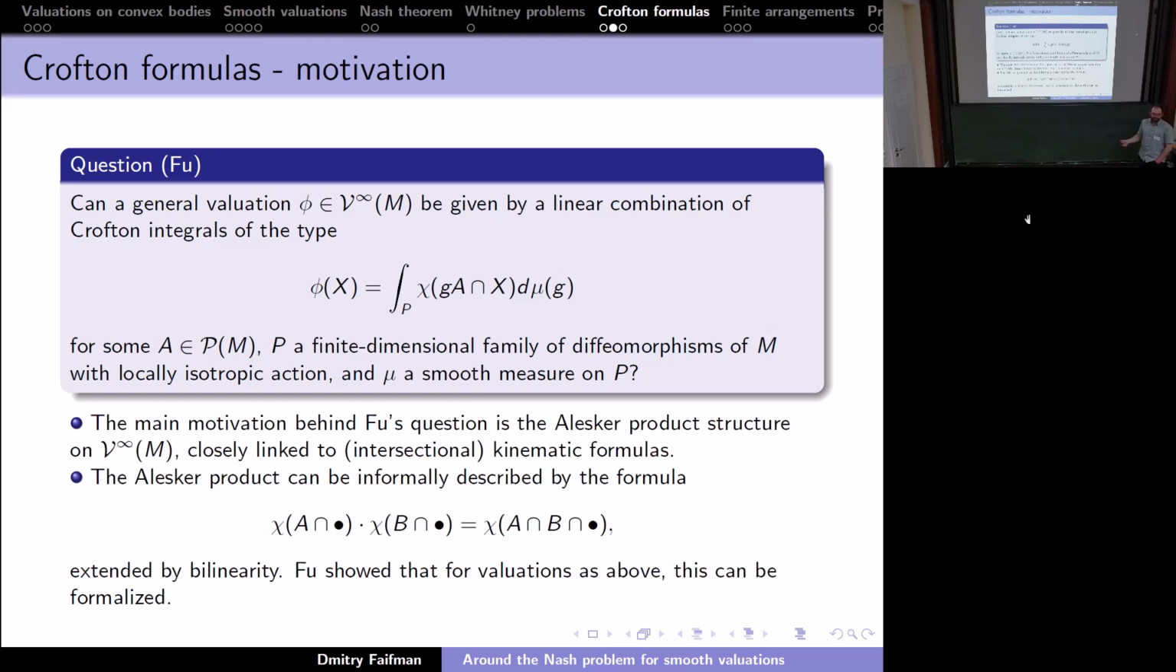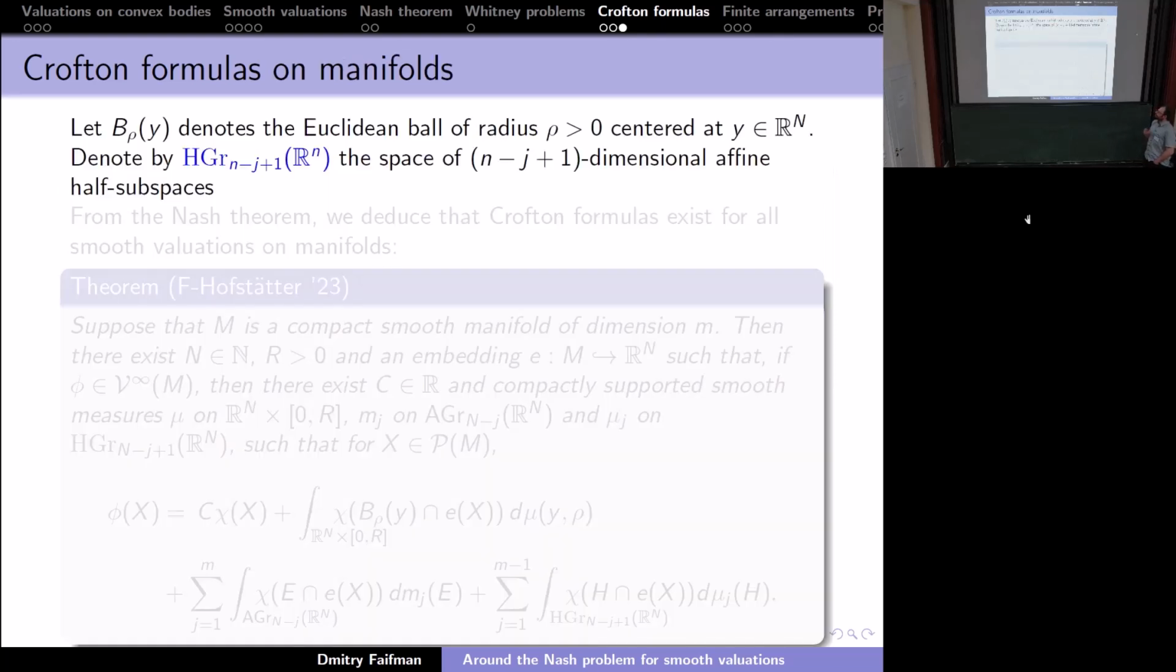But in practice, the product of valuations is defined by complicated formulas. So having such a description would allow to have a natural description of the product. Okay, so hopefully that motivates the quest for Crofton formulas. And so the Nash theorem allows to get something of this sort, although not as perfect as Georg was hoping for, maybe.